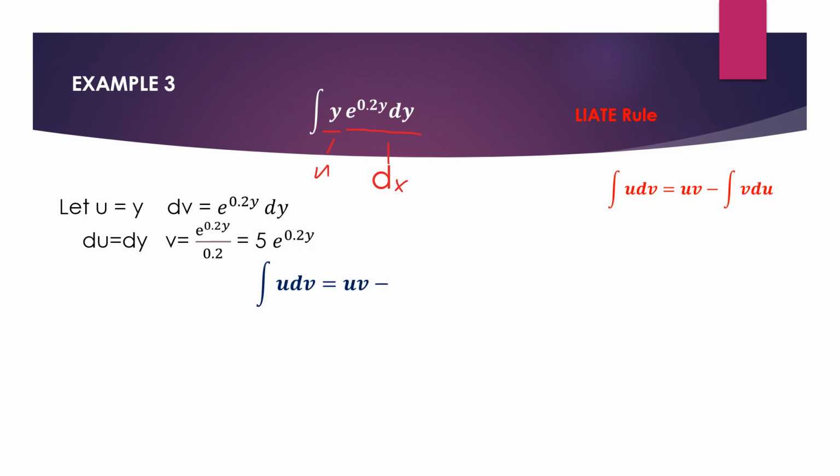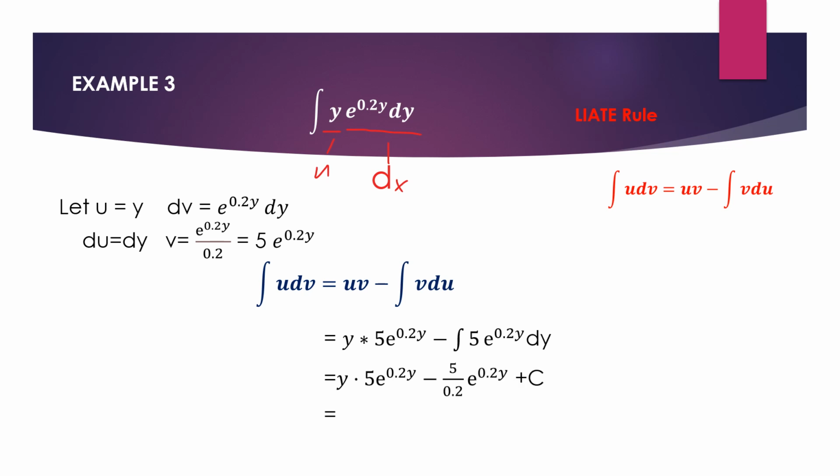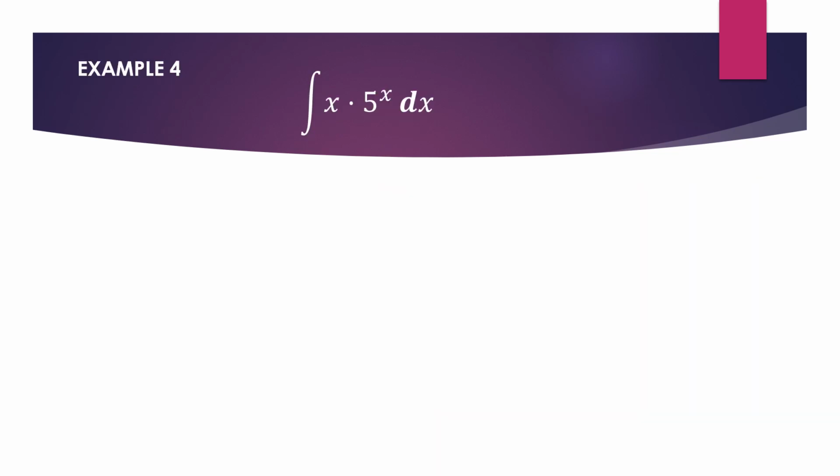Again, here we use our formula. I always recommend you to write down the formula in front of your answer. And we get our answer equal to y times 5e to the power of 0.2y minus 5 over 0.2 e to the power of 0.2y plus c. And we can arrange the answer to 5y e to the power of 0.2y minus 25e to the power of 0.2y plus c.